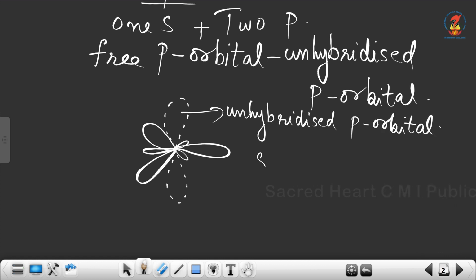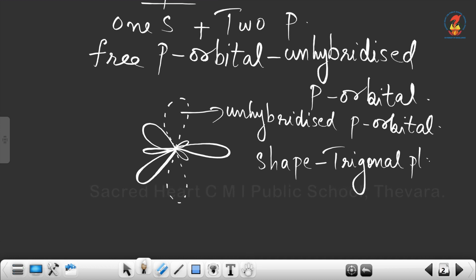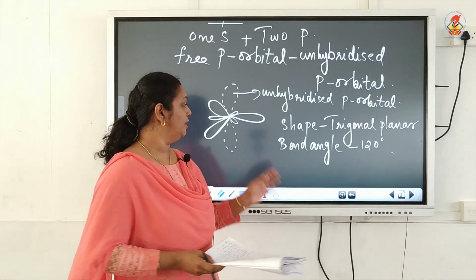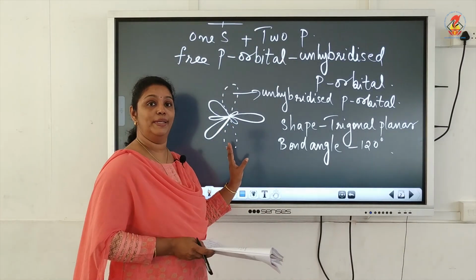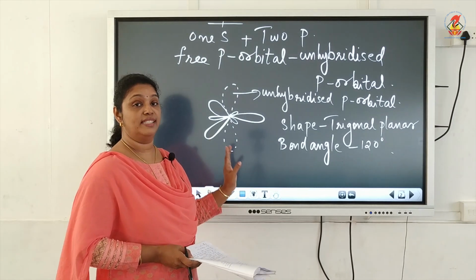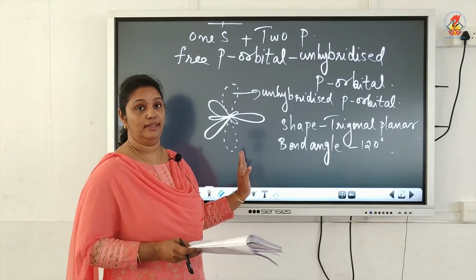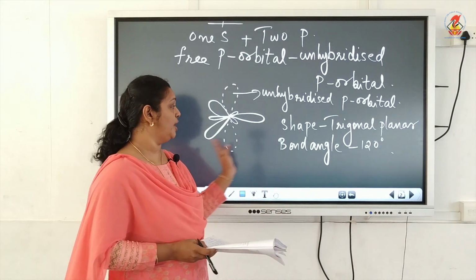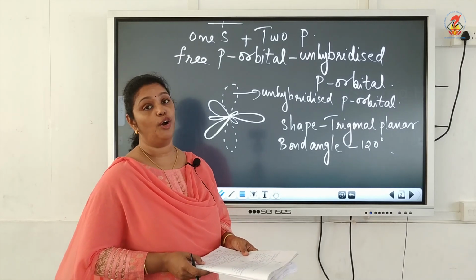And what is the shape of sp2 hybrid orbitals? The shape is trigonal planar, and the bond angle is 120°. So you can see the three sp2 hybrid orbitals lie in the same plane, whereas the unhybridized p orbital is at right angles to the sp2 hybrid orbitals. So this is the shape of sp2 hybrid orbitals.